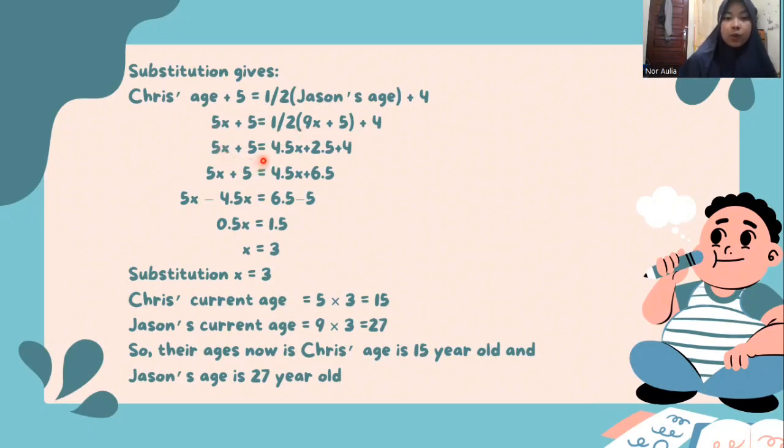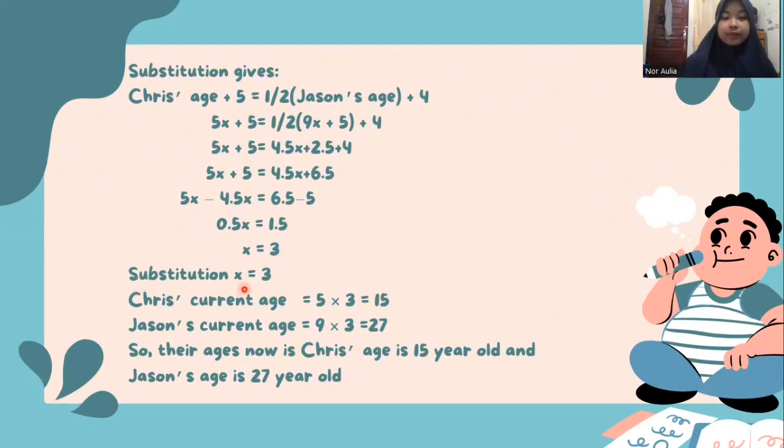5x plus 5 equals a half times 9x, which is 4.5x, and a half times 5 is 2.5, plus 4. So 5x plus 5 equals 4.5x plus 6.5. 5x minus 4.5x equals 6.5 minus 5. 0.5x equals 1.5, since 6.5 minus 5 is 1.5. So the value of x is 3.